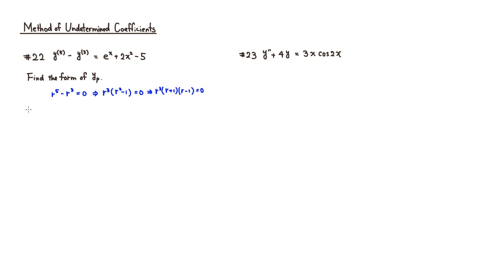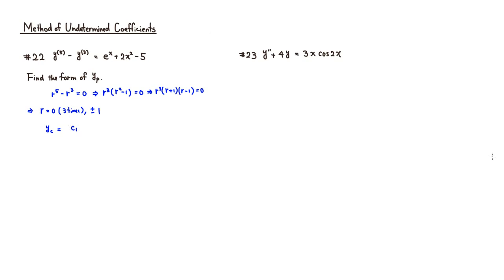All right, which tells us the r value must be r equals 0, but this is repeated 3 times, so I'm going to just say 3 times. And also plus or minus 1. Which means that the complementary solution, y sub c, is going to be, r equals 0, e to the 0 is 1, so you're going to have a constant. I'm going to call it C1.